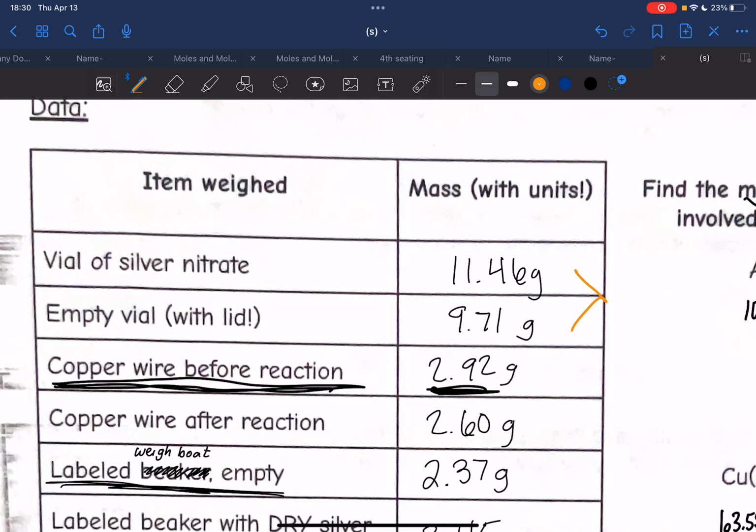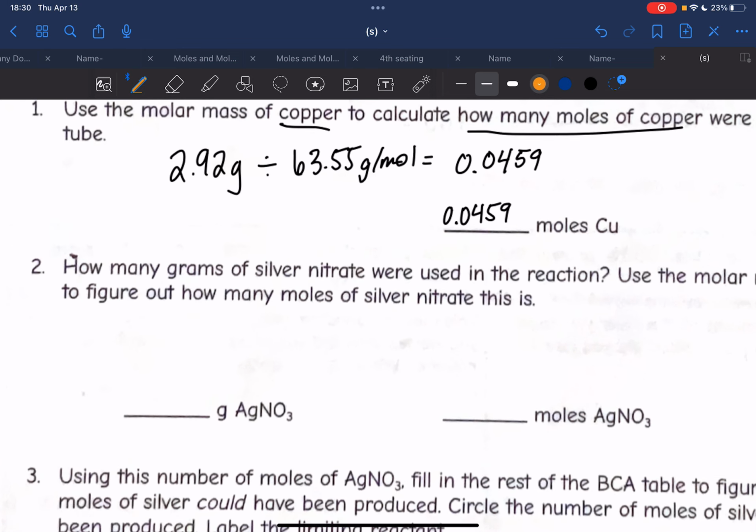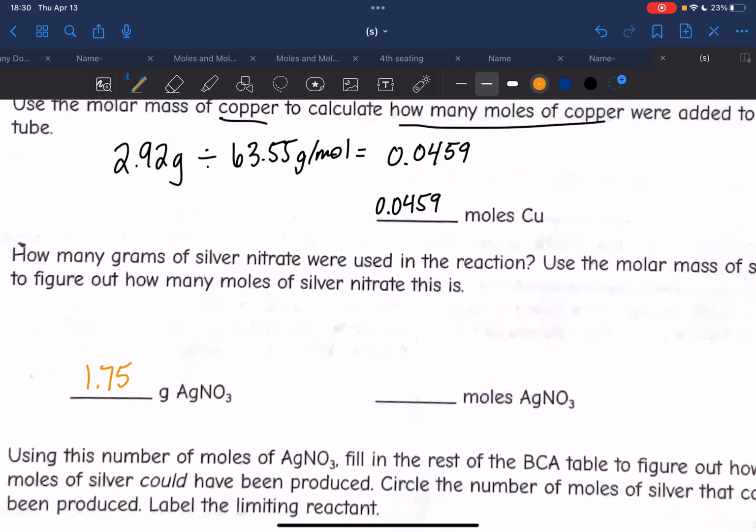11.46 minus 9.71 gives me 1.75 grams. That's definitely more silver nitrate than you used. You probably used somewhere between 0.4 and like 1.2 grams of silver nitrate.